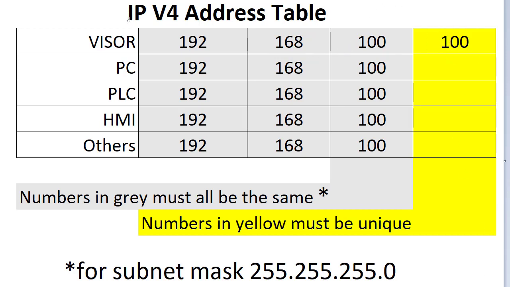So if we're going to keep that IP address, everything else that we're talking to, the first 3 numbers must be the same. And next, the 4th number, the last number, has to be unique. You want these to be a value of 2 to 254.